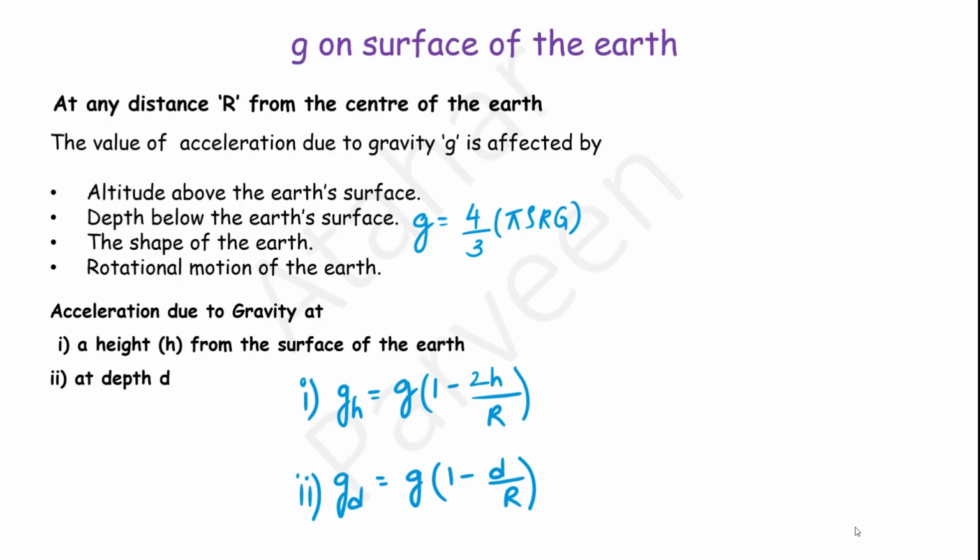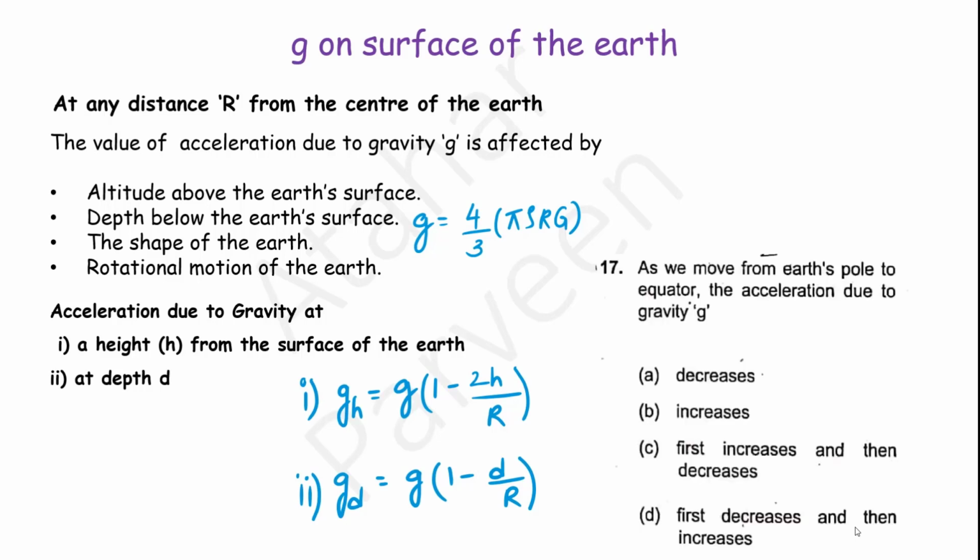Okay. See, by this formula you can simply say that acceleration due to gravity at height h is directly proportional to the height, isn't it? Or acceleration due to gravity at depth d is directly proportional to the depth in the Earth, isn't it? So they can ask a question like this. As we move from Earth's pole to equator, what happens to the acceleration due to gravity g? Now you can relate it.